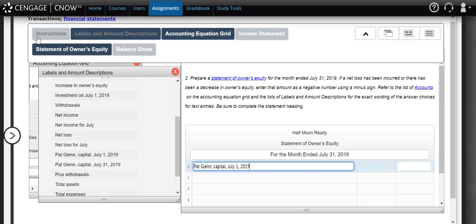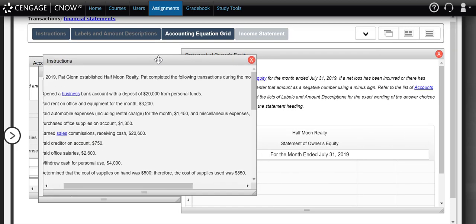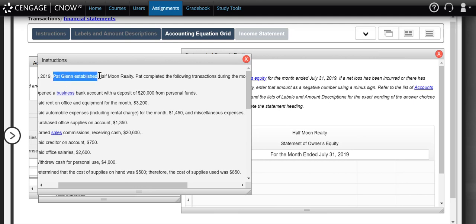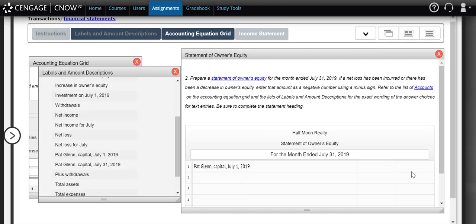Very important thing that I want to point out to you here. In the instructions, it says that Pat Glenn established Half Moon Realty on July 1st. So that means Pat Glenn's capital was zero to get started. The only way that a capital account has a beginning balance for the period is if the company had been in business prior to that date, so we're carrying something over. This business was not established. It didn't even exist in June, so that means there was nothing available as of July 1st. They did make an investment, so investment made on July 1st.